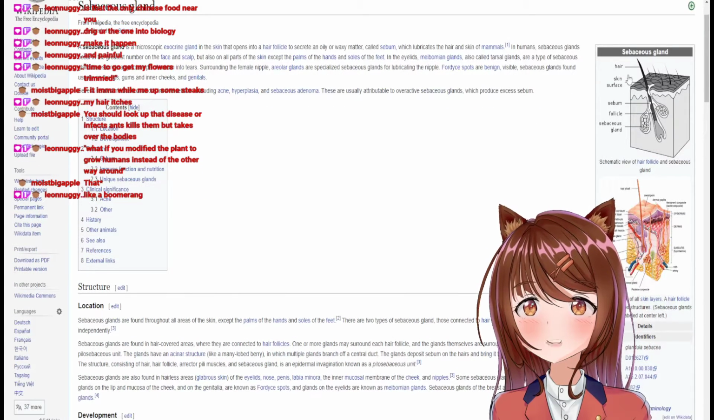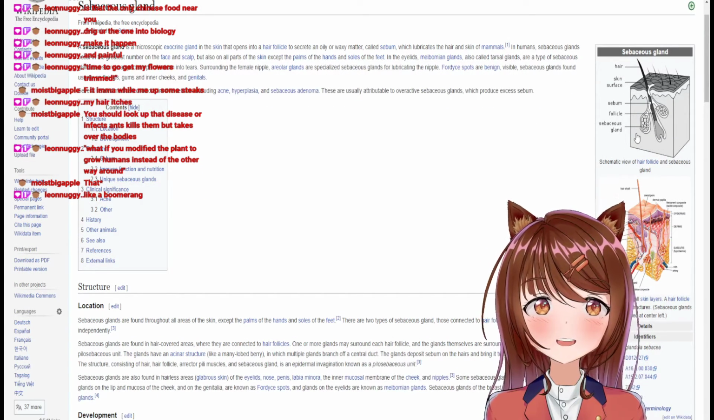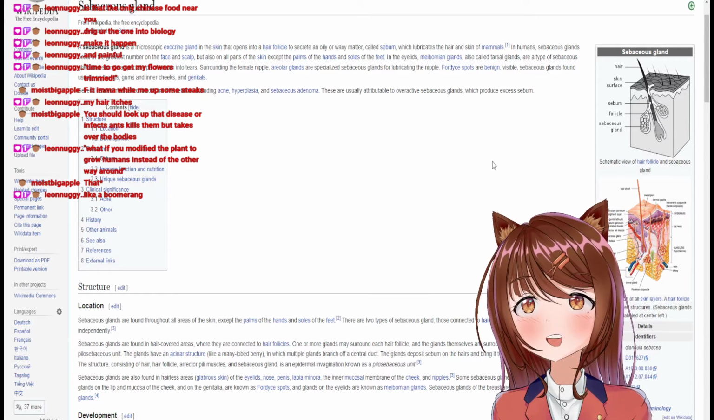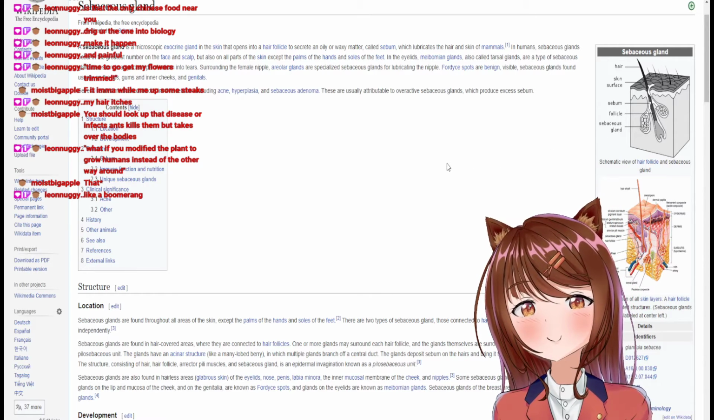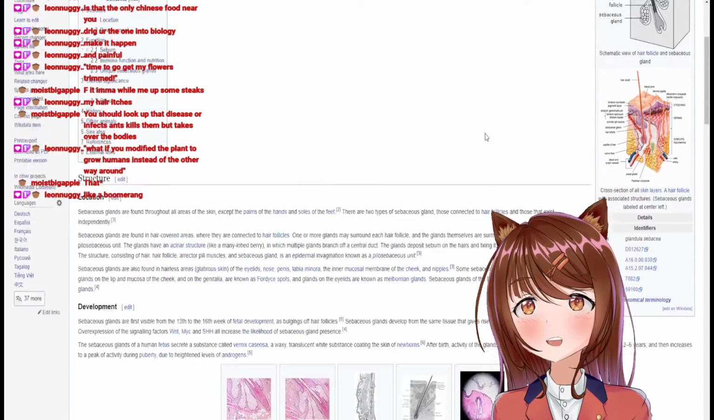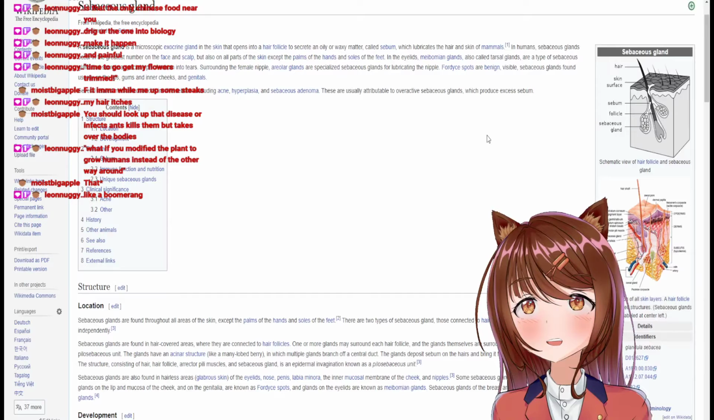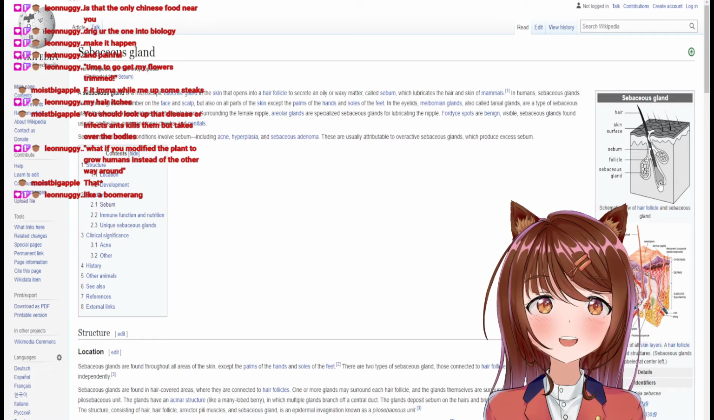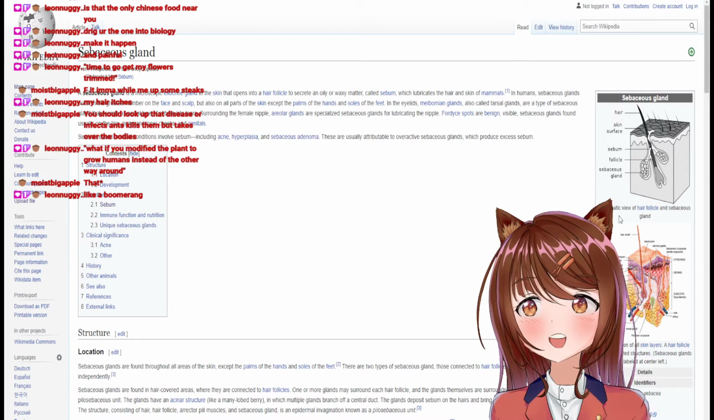Yeah, sebum is usually only produced around hair follicles too. Like a boomerang. So it would only be able to grow out of the little hair follicle areas. And you'd want it to eat and destroy the root of the hair follicle, so that way it took root instead.